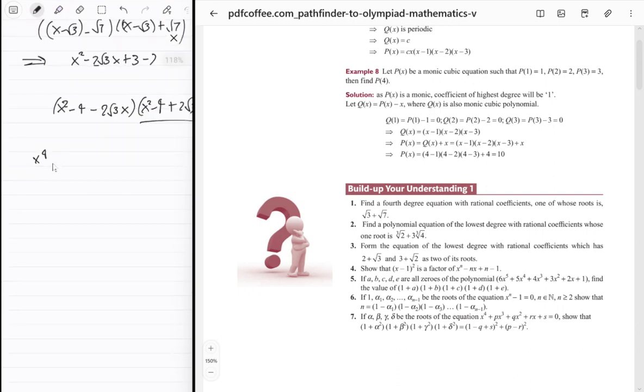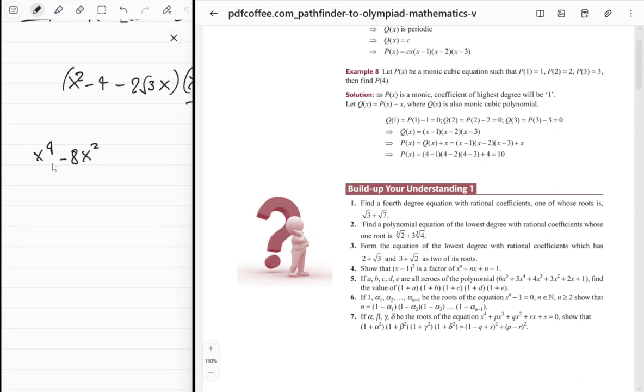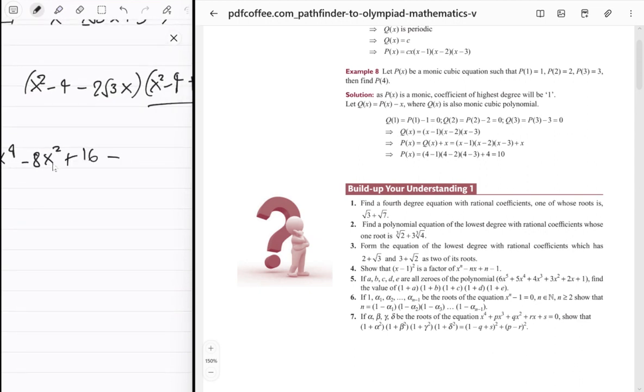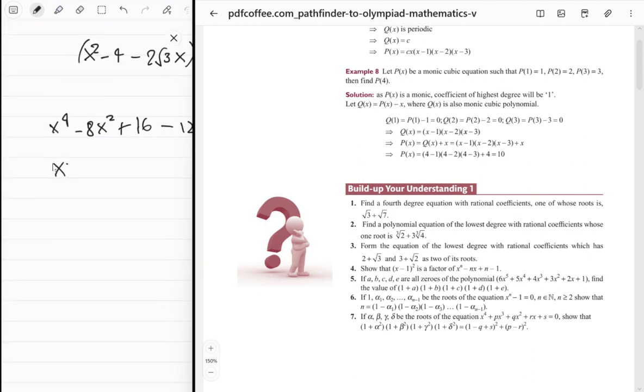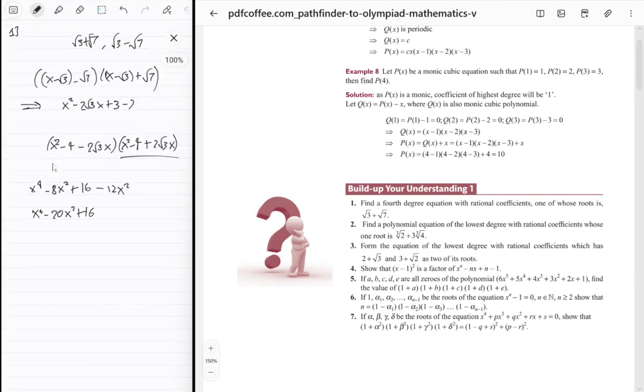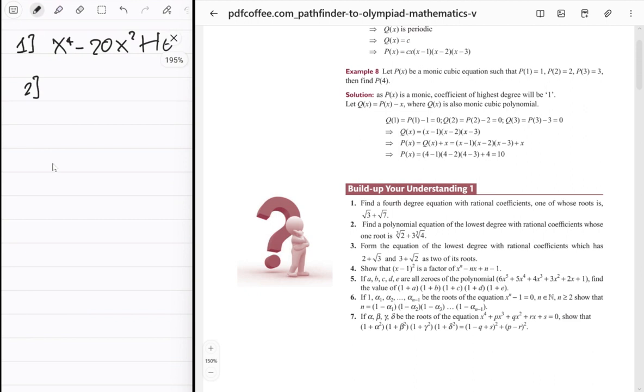Okay. So you got this thing squared, that is x power 4 minus 8x squared plus 16, minus the square of this guy, just 4 times 3 is like 12, well, x squared, there we go. So x power 4 minus 20x squared plus 16. That should be cool. So that's the polynomial that we got. Nice. Okay, hopefully it's correct. Hopefully I didn't make any kind of mistake.